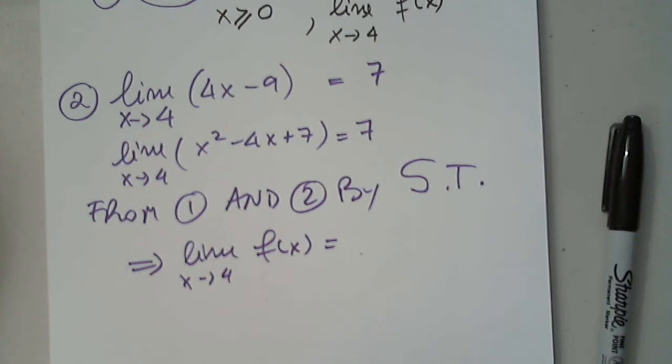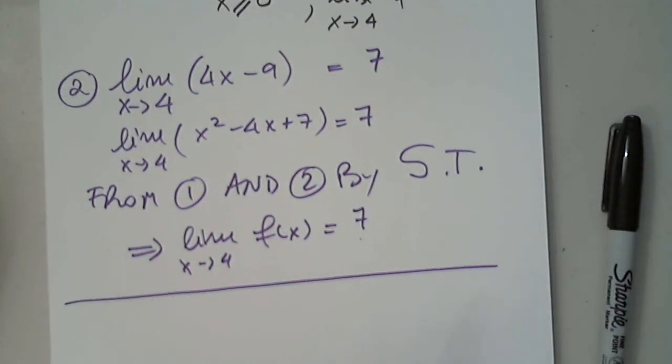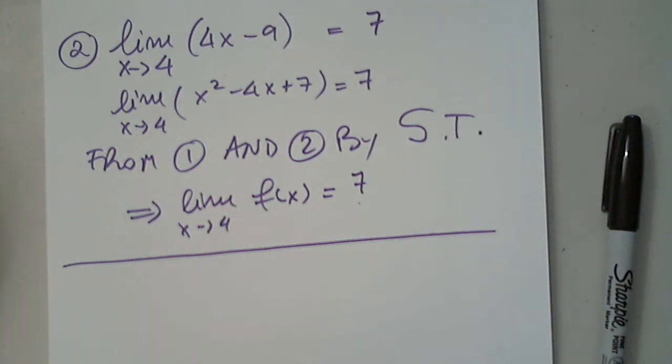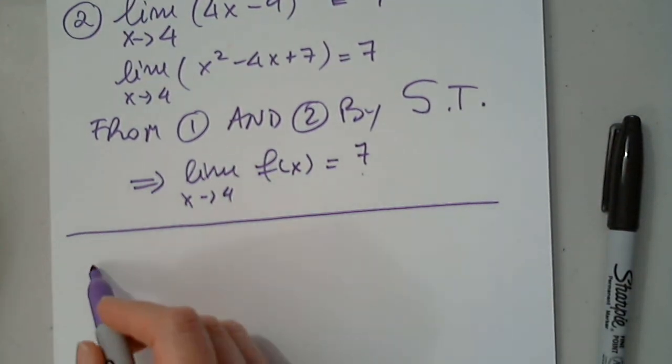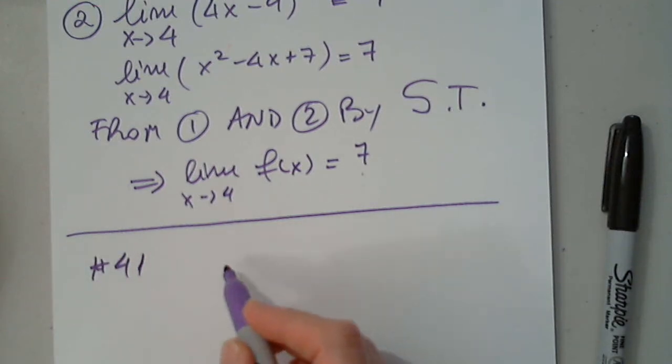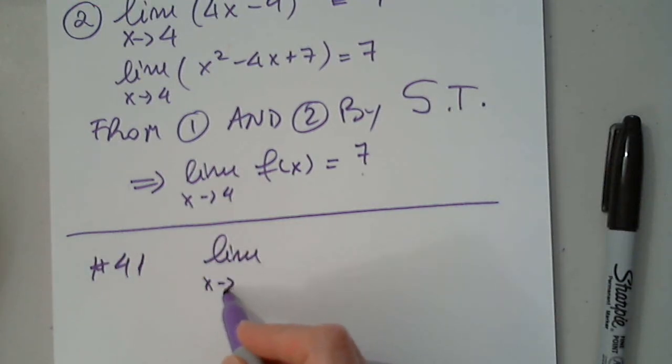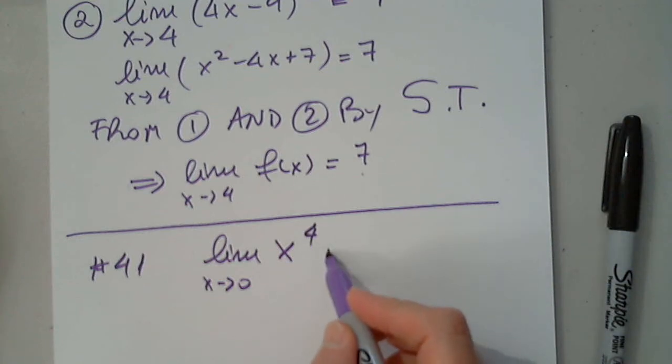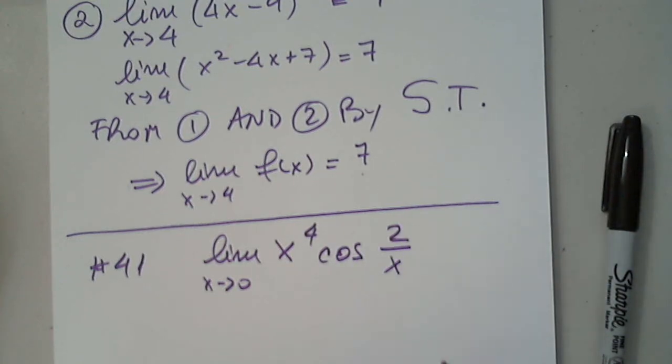Equals 7. Indeed, by the Squeeze theorem. I would like us to look at one more example. Let's say 41. So the limit as x approaches 0 of x to the 4th times cosine 2 over x.